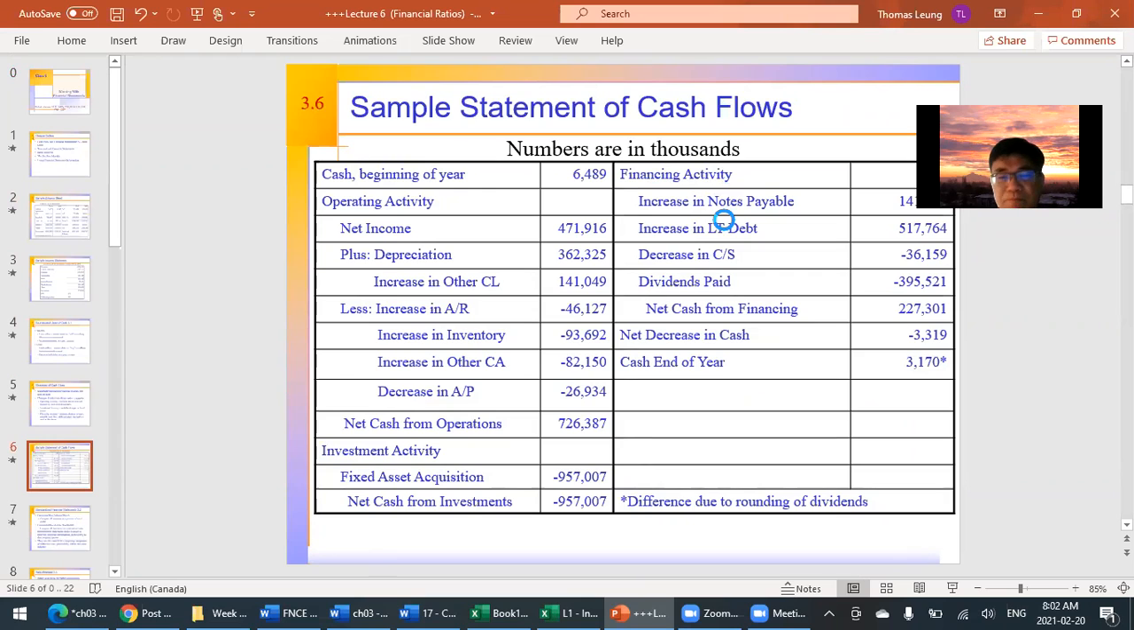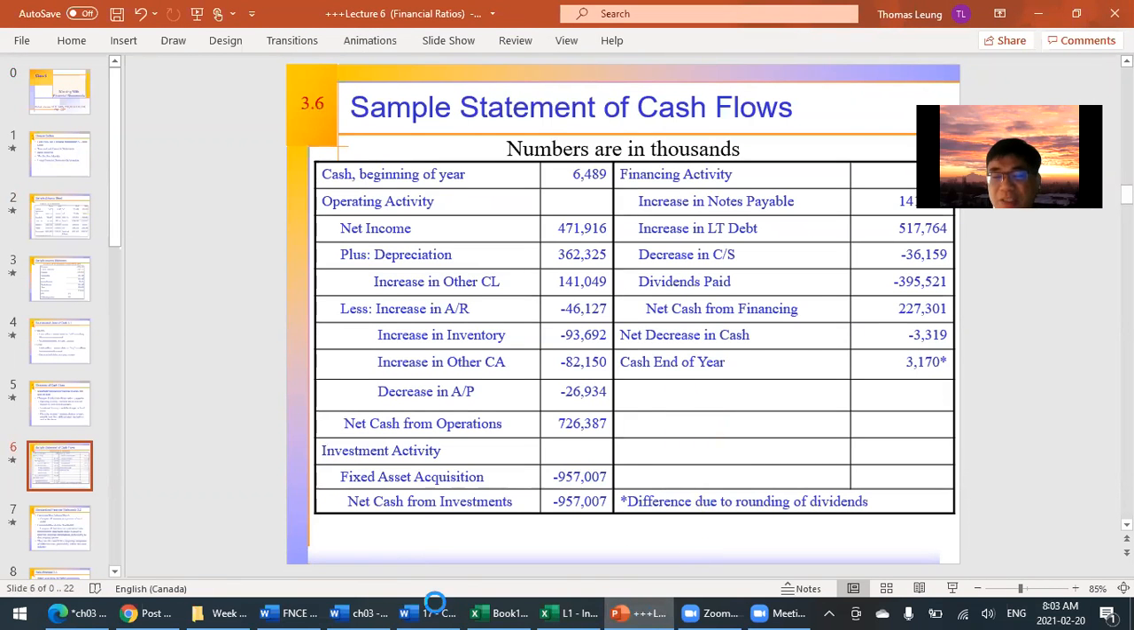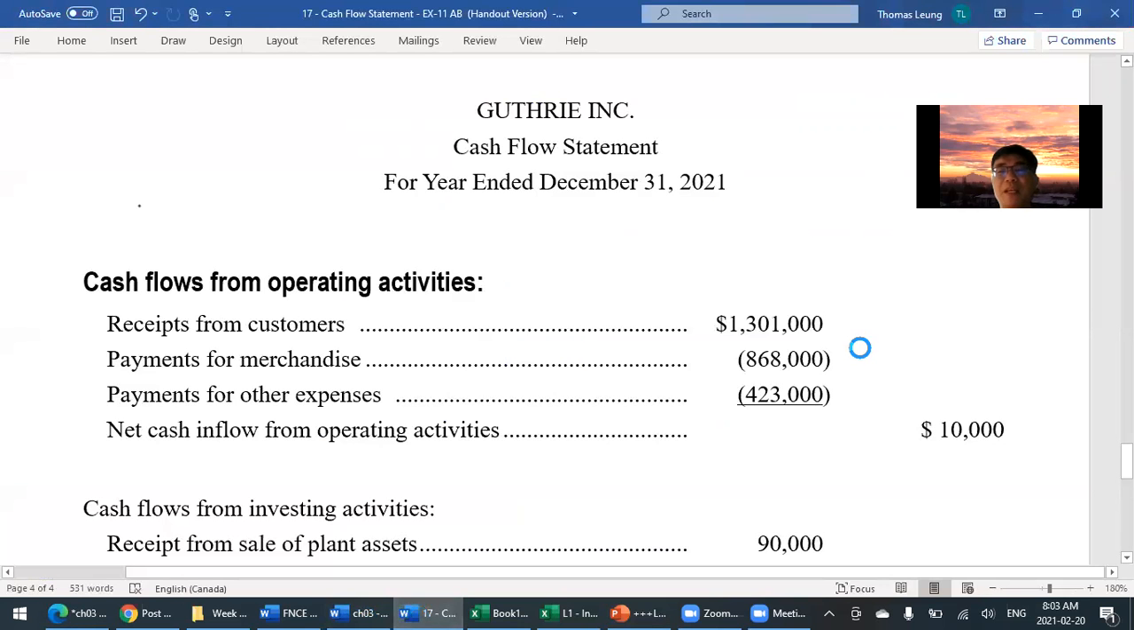cash flow. Now, this is just a standard statement of cash flow, but I would like to show you another one that makes it easier to understand the format and what is included in the cash flow statement. Let me show you this one. This one is basically the same as the one in the PowerPoint notes here.